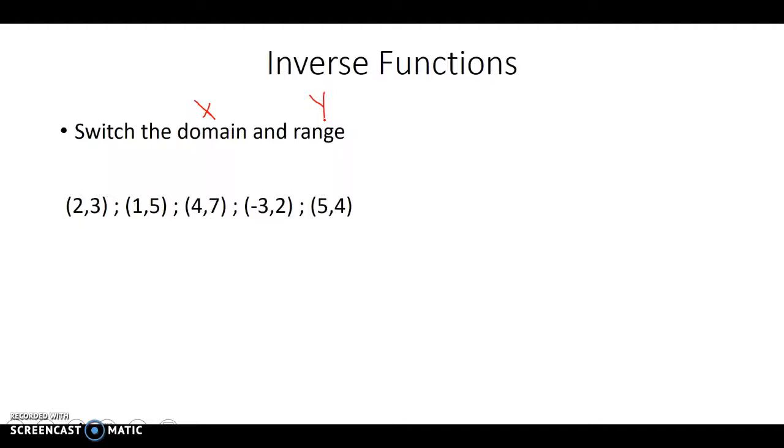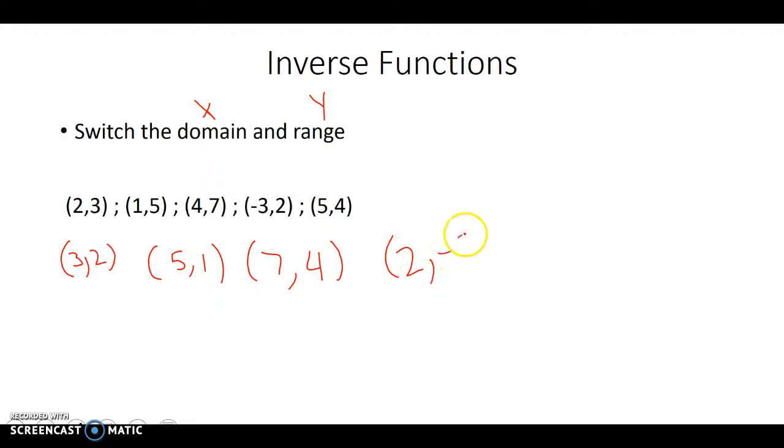So let's say I was given these points and they wanted me to find the inverse of this relation. I'm literally just going to go through here and switch the x's and the y's. So instead of 2, 3, I'll have 3, 2. Instead of 1, 5, I'm going to have 5, 1. Instead of 4, 7, I'll have 7, 4. Instead of having negative 3, 2, I'm going to have 2, negative 3. And instead of having 5, 4, I'm going to have 4, 5.